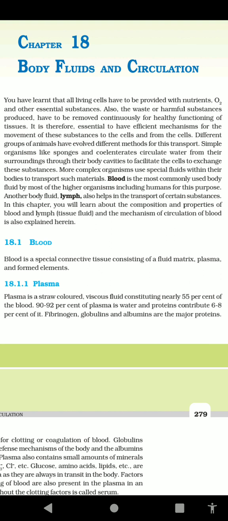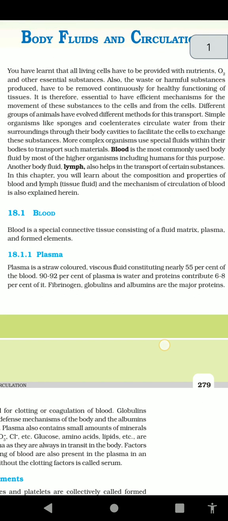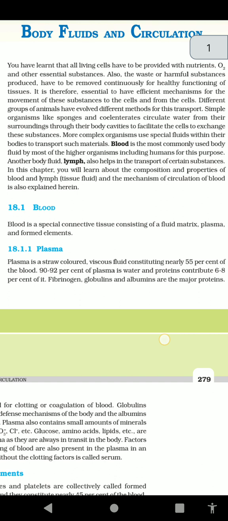You have learned that all living cells have to be provided with nutrients, O2, and other essential substances. Also, the waste or harmful substances produced have to be removed continuously for healthy functioning of tissues. It is therefore essential to have an efficient mechanism for the movement of substances to the cells and from the cell. Different groups of animals have evolved different methods for this transport.